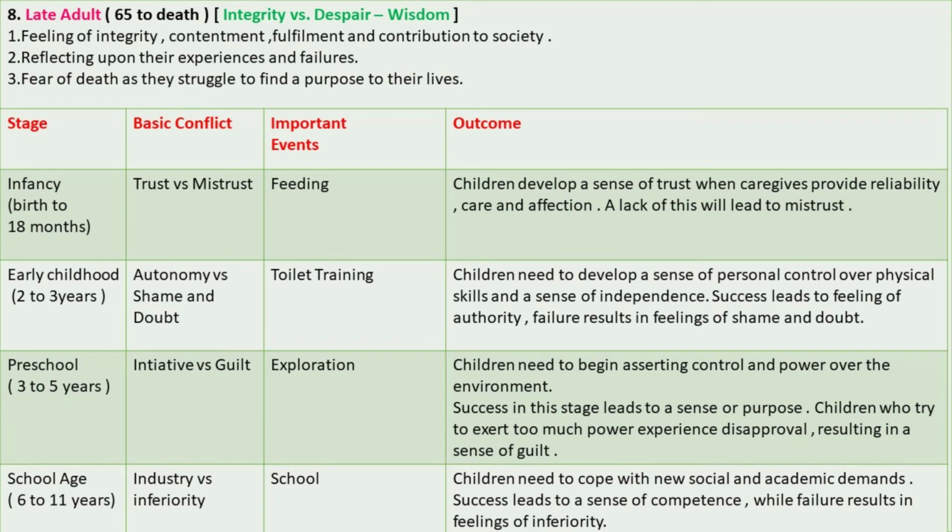Erikson's sequence of social development. It is categorized as stage, basic conflict, important events, and outcome. In the case of infancy, trust versus mistrust, feeding. Children develop a sense of trust where caregivers provide reliability, care, and affection. A lack of this will lead to mistrust.